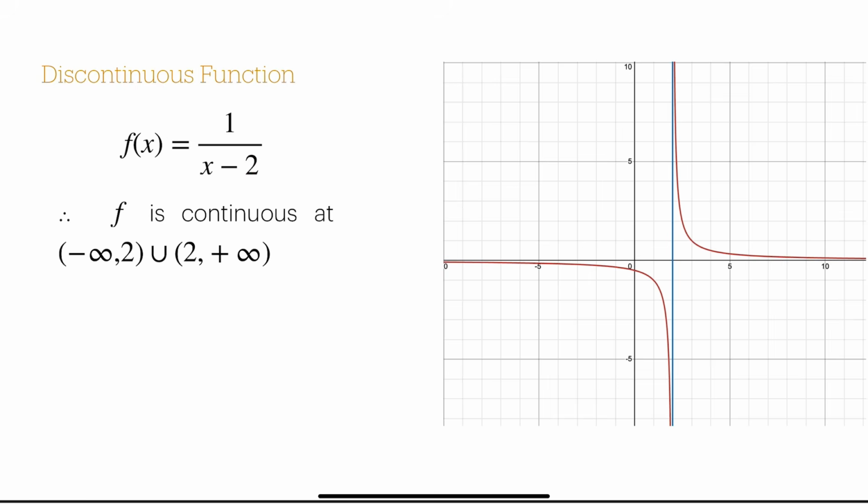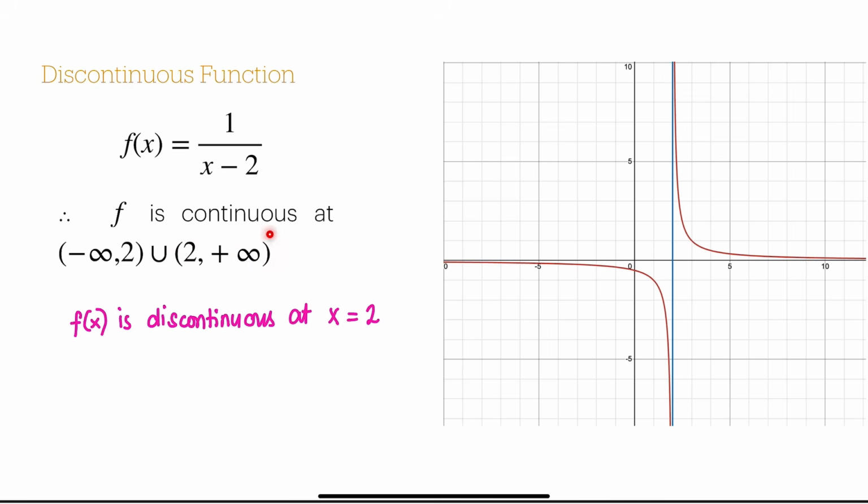So therefore we can say that this function f of x is discontinuous at x equals 2. And f of x is continuous at all values of x except x equals 2. And that statement can be shown in this interval notation: negative infinity to 2 union 2 to positive infinity.